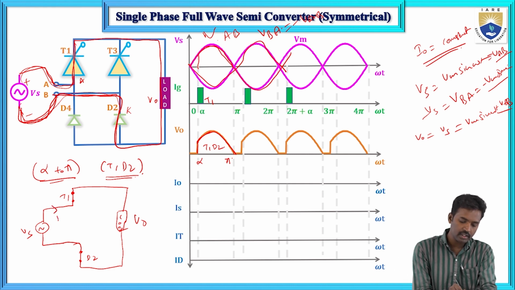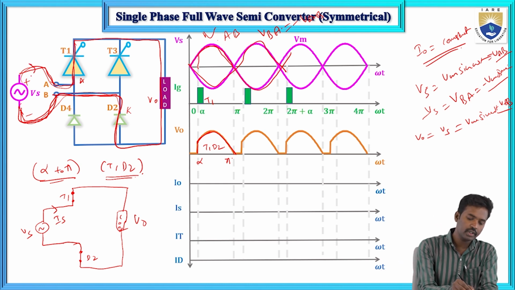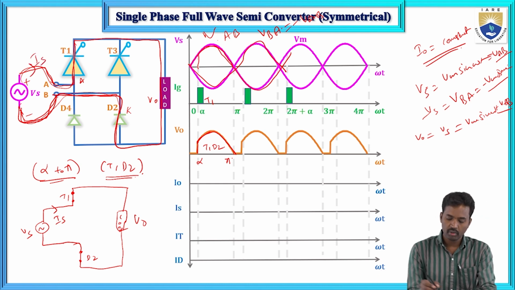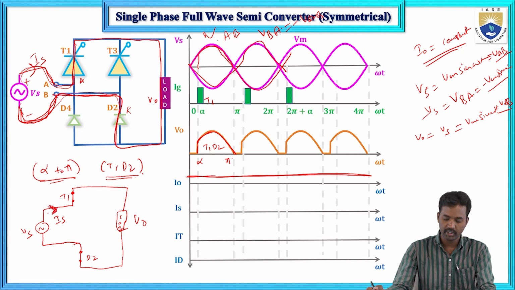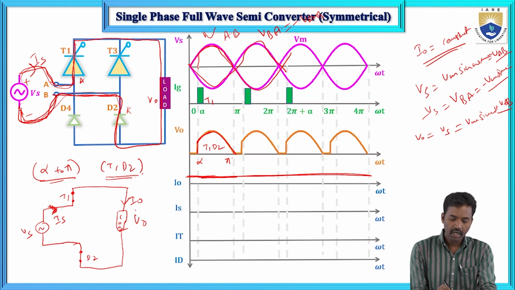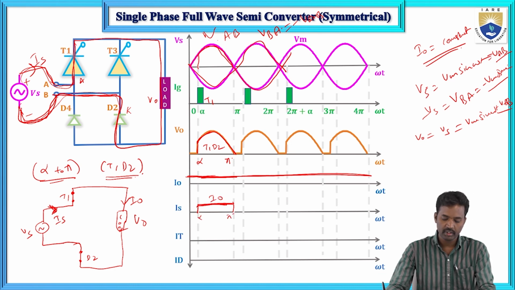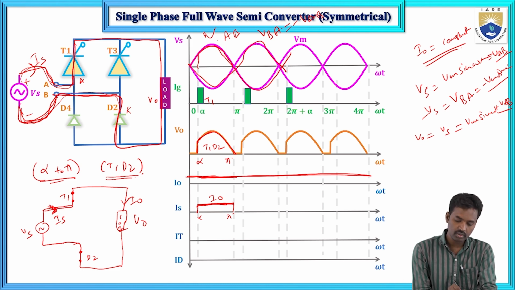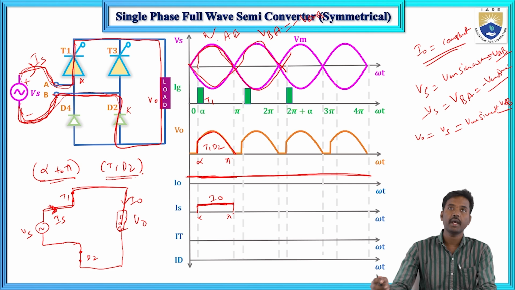Now this is the supply current Is. The load current is always constant. The supply current is I naught from alpha to pi, and it is 0 from 0 to alpha. So the source current equals the load current I naught during this period.